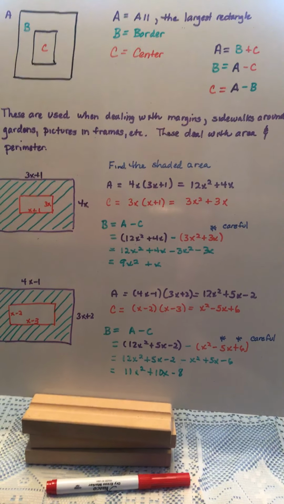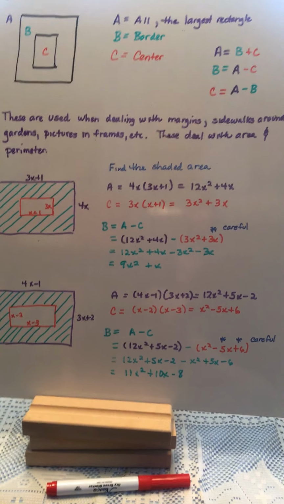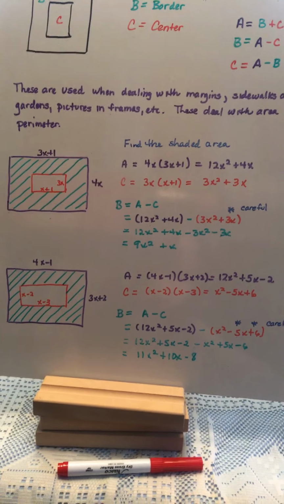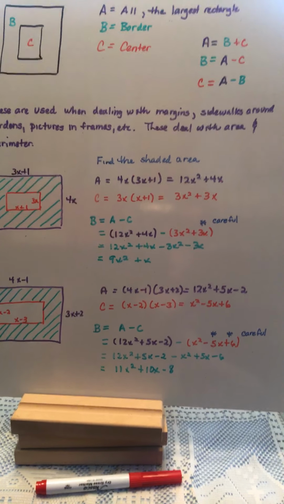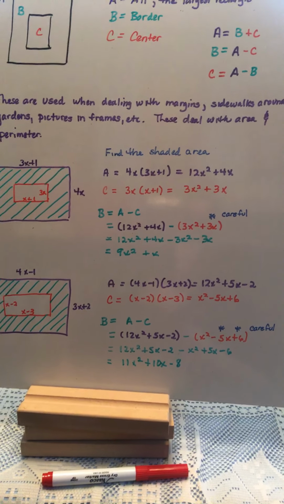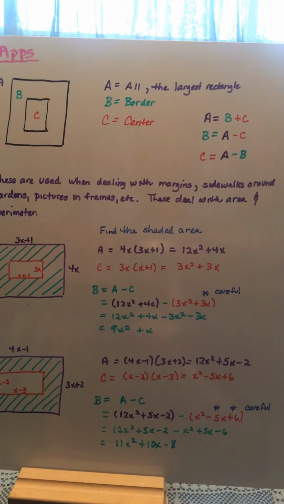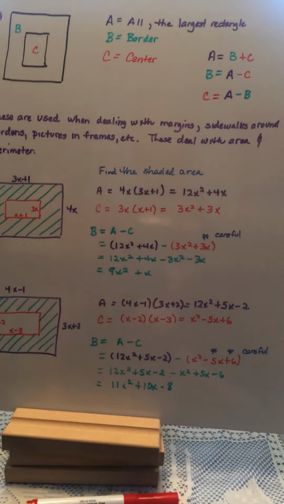I'm going to say find the shaded areas. So my large rectangle A, I multiply. My small rectangle, I multiply. Notice this is mono times bi. Once I get them, to know the border, what do I know the border is? It's always A minus C.